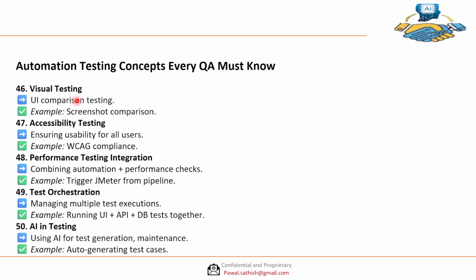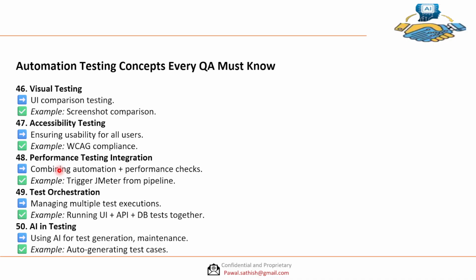Then visual testing. It's a UI comparison testing, like screenshot comparison. Then accessibility testing. This is also a very important type of testing. It ensures usability for all users, and we use WCAG compliance.